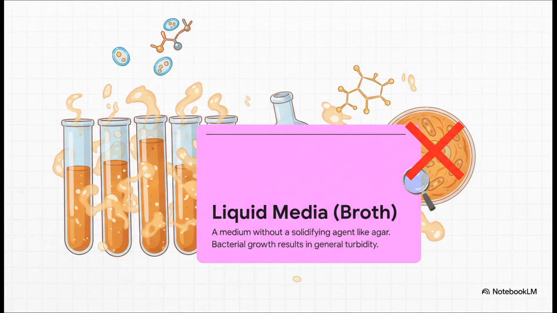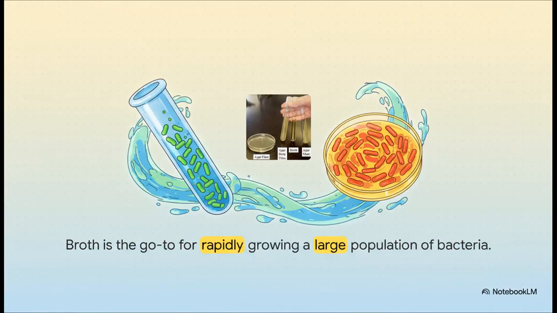And because it's liquid, when bacteria grow, they don't form little spots. Nope, they just spread out all through the liquid, which is what makes it look cloudy, or what we call turbid. And you can see the difference right here. The liquid broth lets the bacteria grow everywhere inside the tube, not just on a single surface. This is exactly why it's so good for growing a population quickly. The bacteria are surrounded by nutrients from every direction.